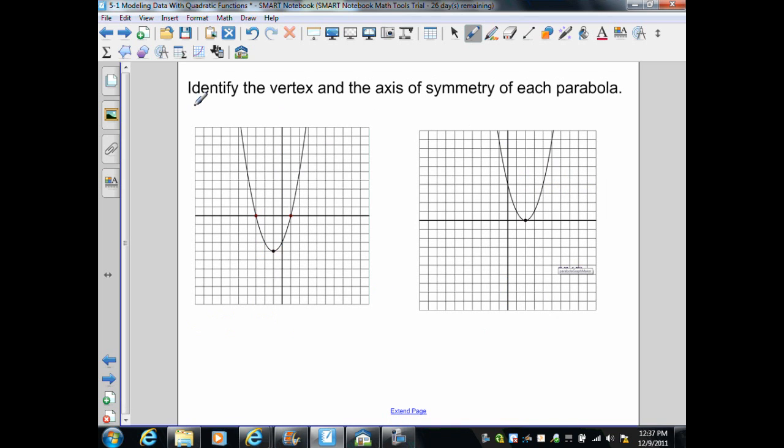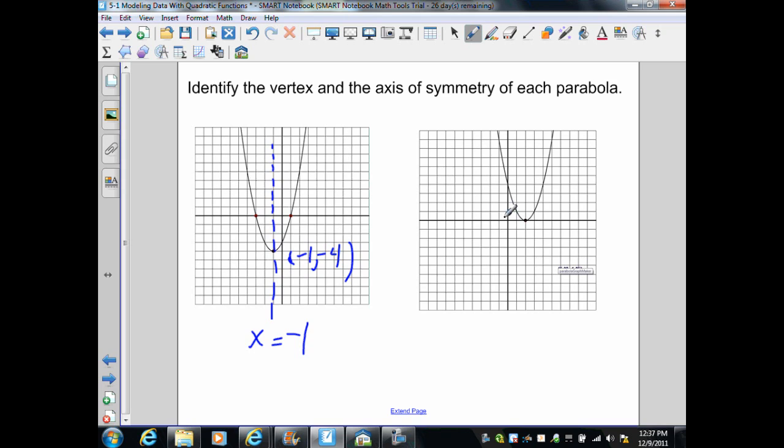On this slide, again, they want us to identify the vertex and the axis of symmetry for each parabola. Here, I'm given a vertex that is a minimum point in our parabola. It is located at negative 1, 1, 2, 3, 4, negative 4. And its axis of symmetry must intersect that point as a vertical line. Its equation is x equals, here, negative 1.